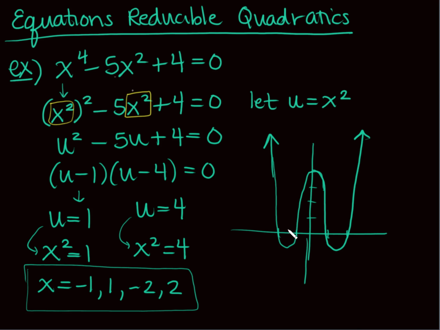So what are my zeros? My zeros are -2, -1, 1, and 2. And that's what we mean by an equation reducible to a quadratic. It's an equation where I can make a substitution to make it look like a quadratic equation, and then I can use the things that I know how to solve a quadratic with. I can try and factor, can do other stuff like that.